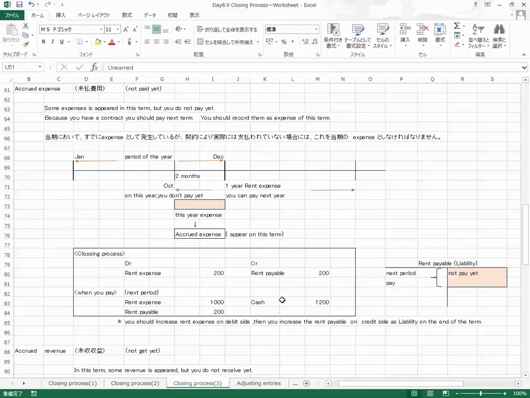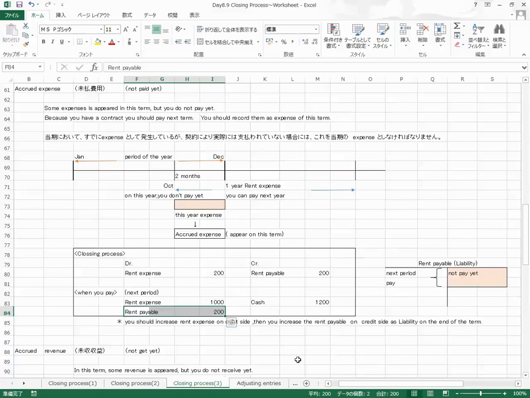Yeah. So just as in a credit card case, we should remember how much we should pay because I bought this card. Sometimes I forget it. So as an account, the point is that in the previous term we do not pay, so the cash is not decreased. But we should record the expense. So here the rent expense appears, but it is rent payable as liabilities.